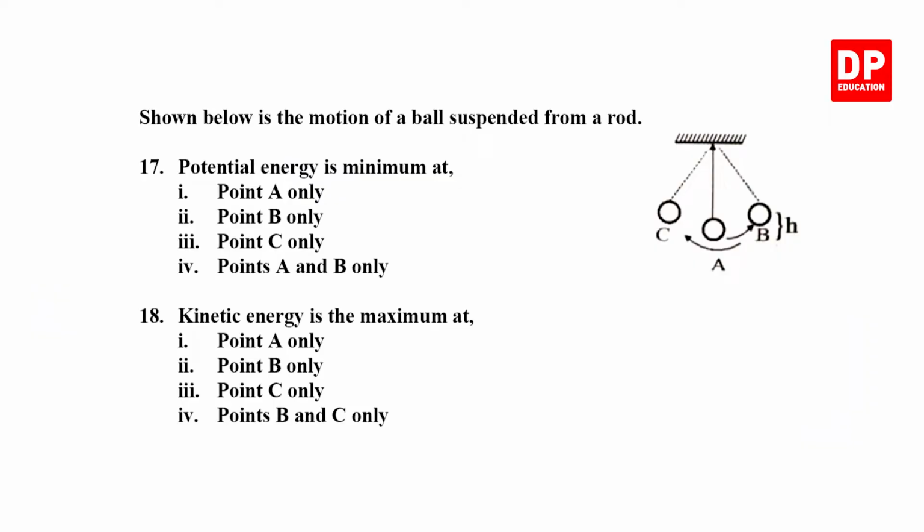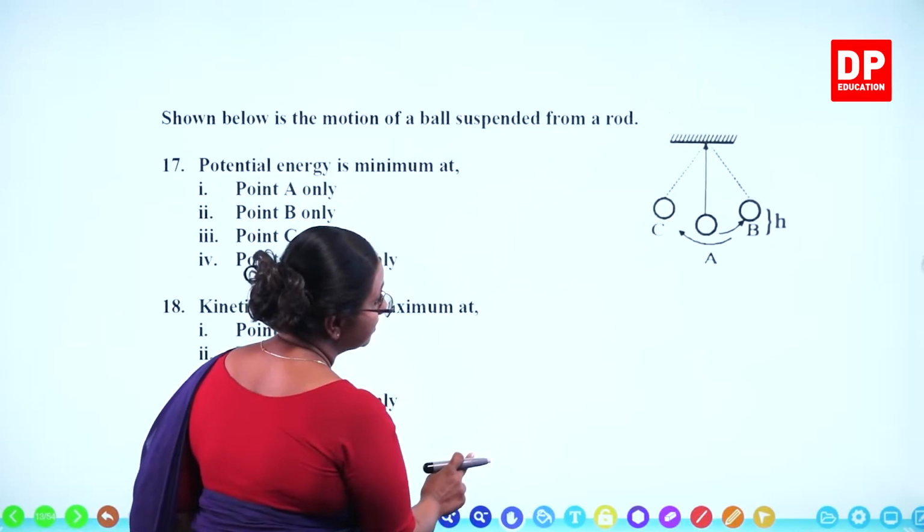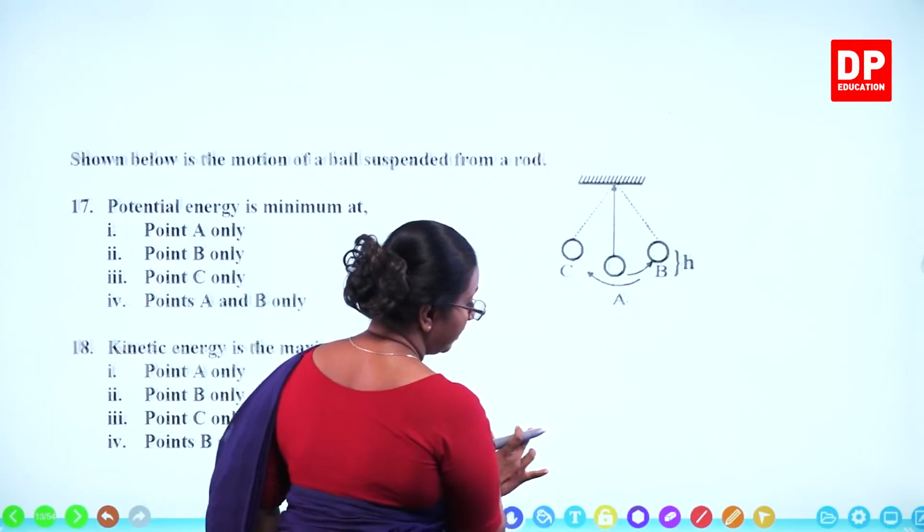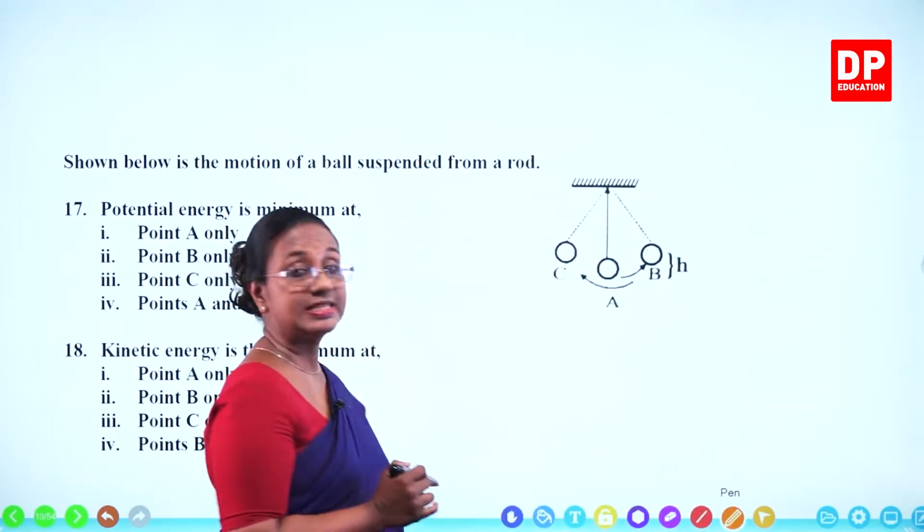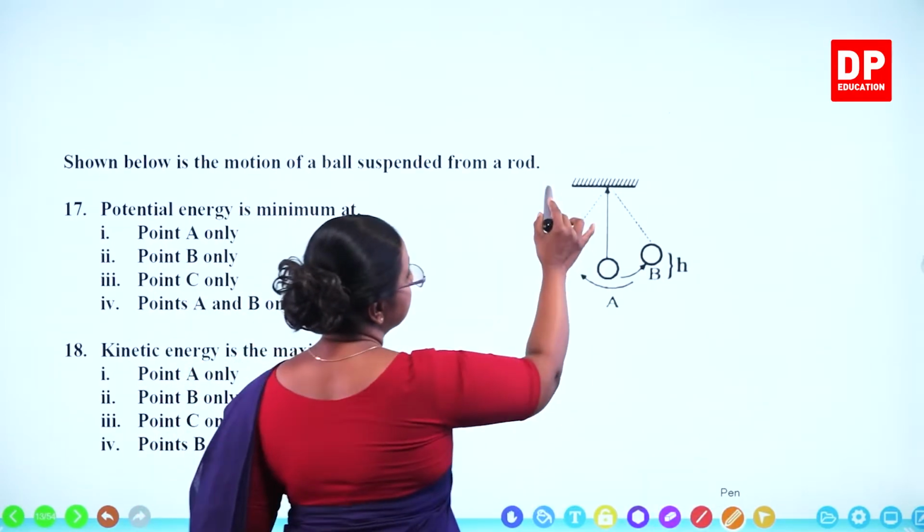Shown below is the motion of a ball suspended from a rod. So here you can see the motion of the ball. If we try to recall what is happening there, you can see this is the support.